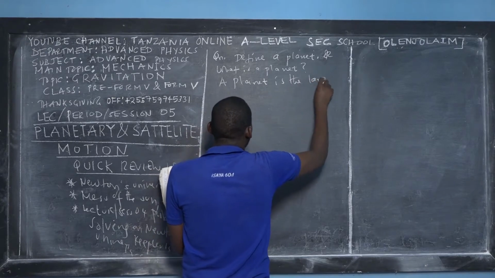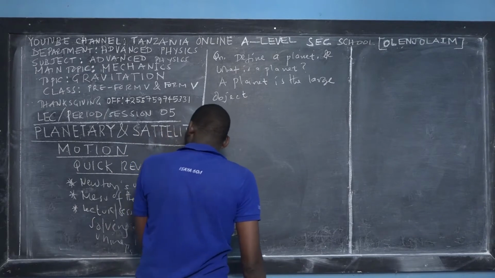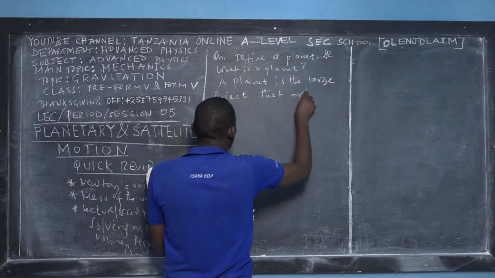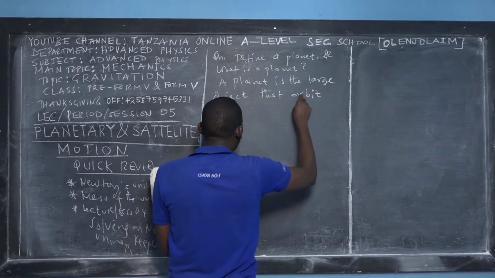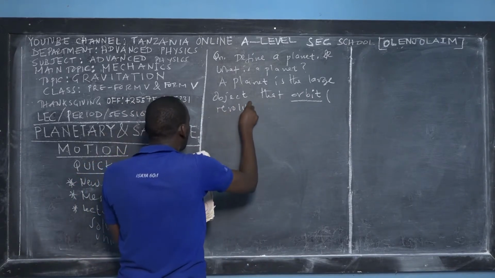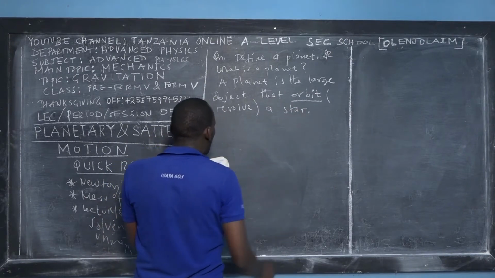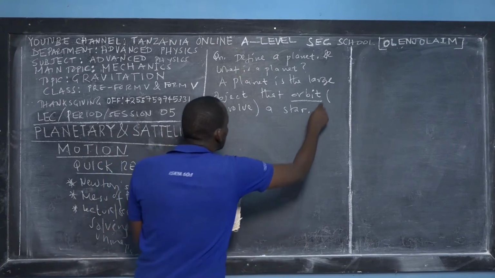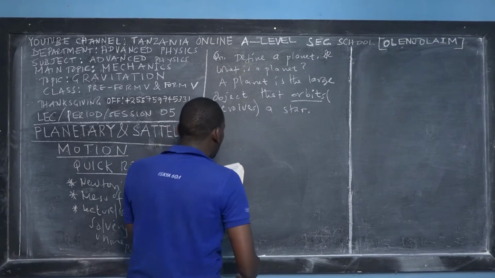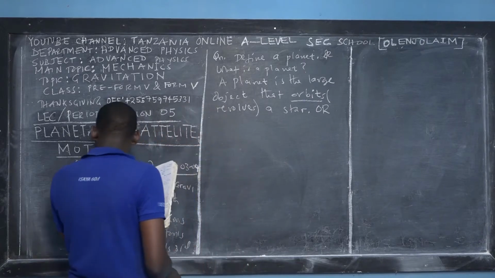A planet is a large object, right? So a planet is a large object that orbits or revolves. When you say orbit, because orbit right now is still a vocabulary for you, so we say that it revolves a star. So this is one of the definitions: that orbits or revolves for the star. Let me give you the other definition, then I'll explain them simultaneously.